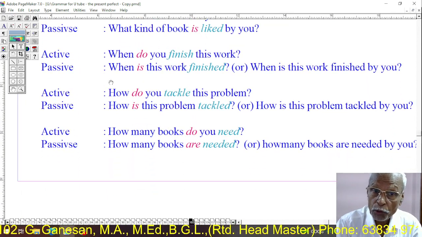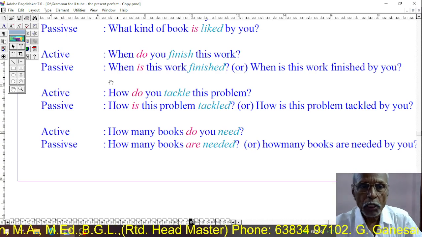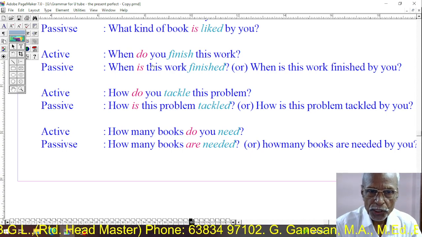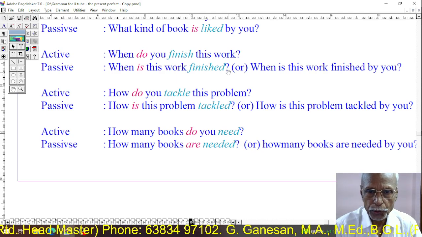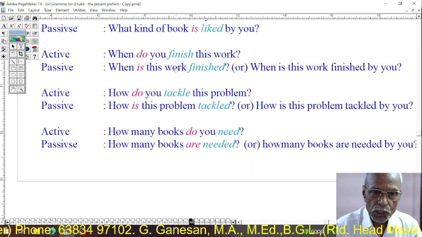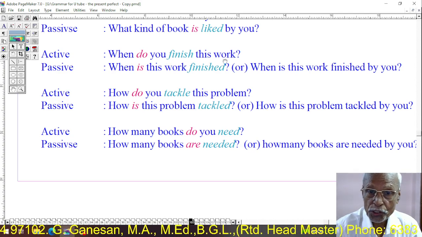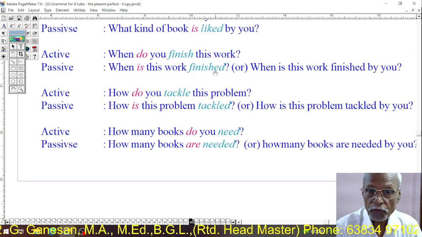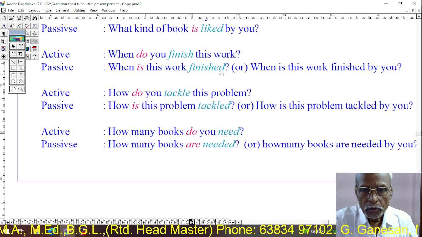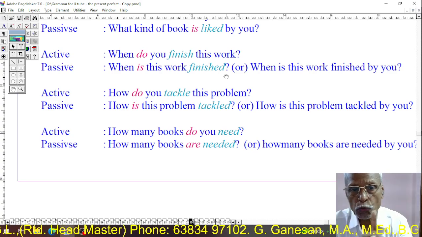When do you finish this work? Here this work is the object and you is the subject. In the passive, you becomes by you. Finish becomes the past participle, finished. As this work is singular, do is replaced by is. When is this work finished by you?